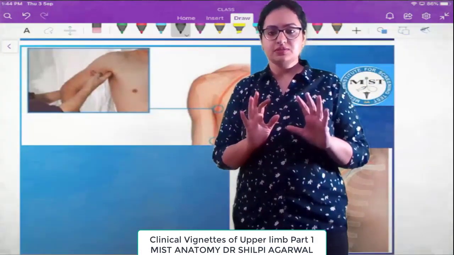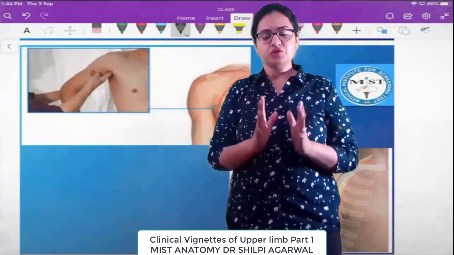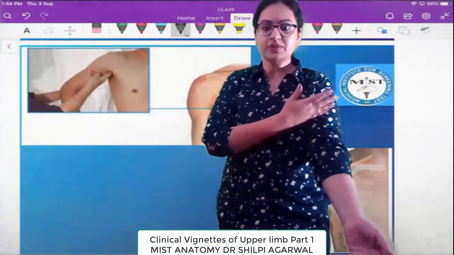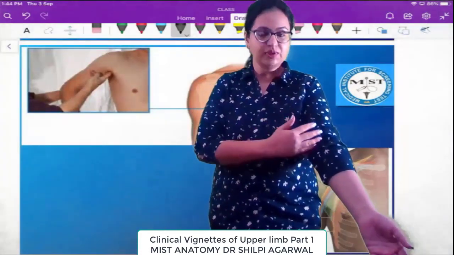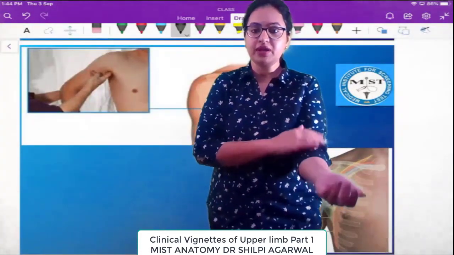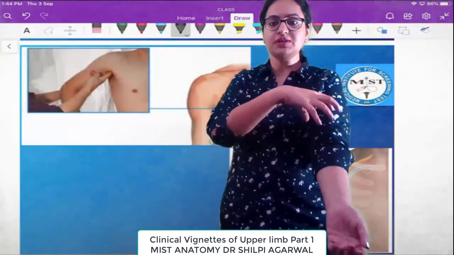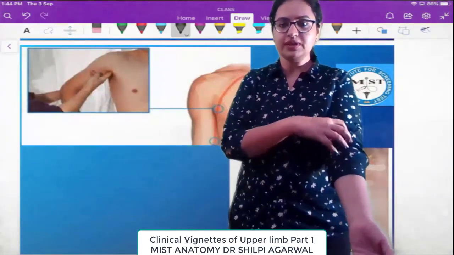So as to feel the axillary pulse. Now coming to the brachial pulse. We know the brachial artery is present here in the arm as well as in the cubital fossa. What is the cubital fossa? It is towards the anterior aspect of the elbow.